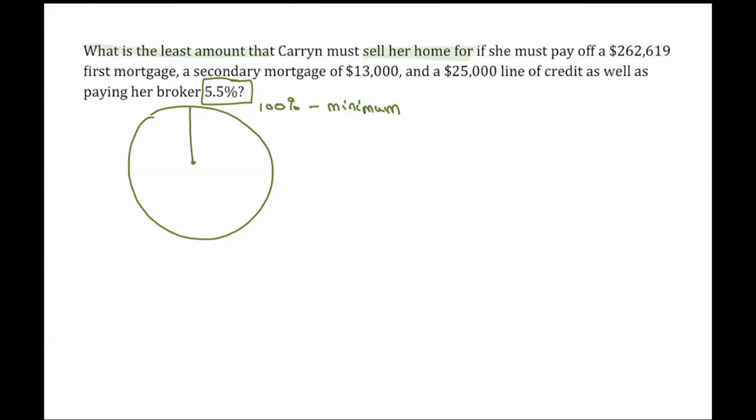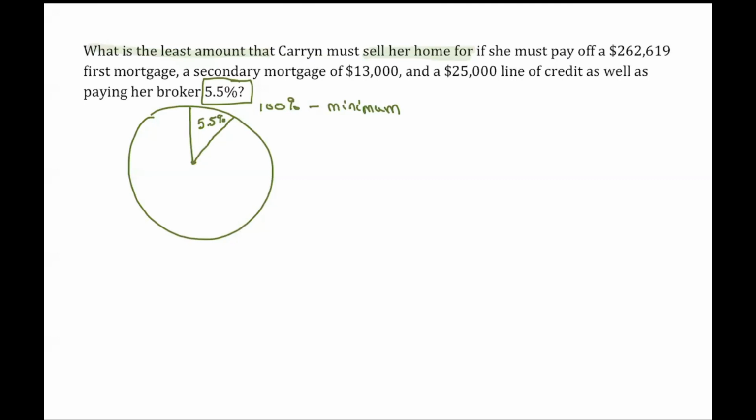Right. And whenever I get problems like these, I just go ahead and I like to draw out the circle, because I know that circle is 100% of the minimum. And what I always know is, there's always a commission in these problems. There better be, because I'm getting paid. So it just so happens to be 5.5% again. But it could be 6%, it could be 8%, it could be 2%. It's whatever.